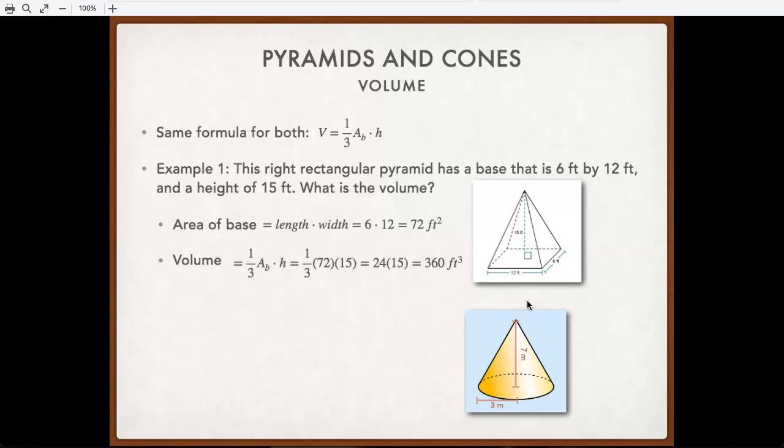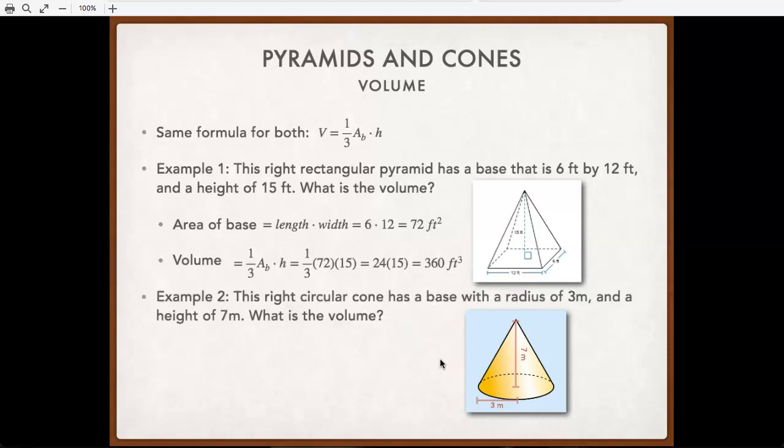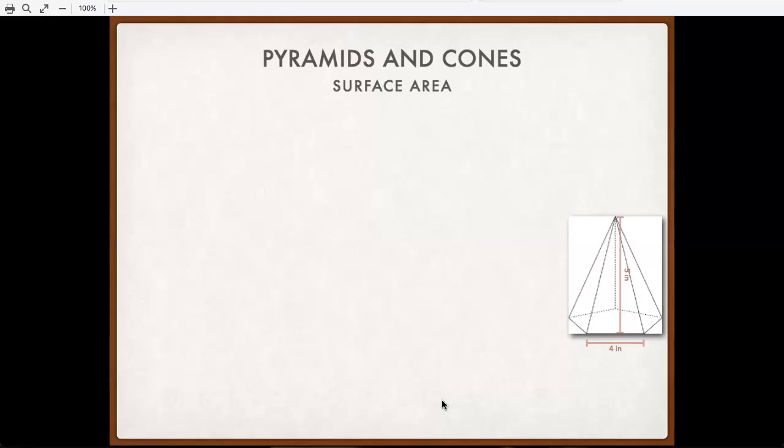Now let's do an example with a cone. This right circular cone has a base with a radius of 3 meters and a height of 7 meters. What is the volume? Again, volume is 1/3 of the area of the base times the height. First we find the area of the base, which, since it's a circle, is pi r squared. Pi times the radius squared, 3 squared, is 9 pi square meters. We multiply that by 1/3 and by the height to get our volume. 1/3 times 9 pi times 7, or 3 pi times 7, is 21 pi cubic meters. Again, we use cubic units because this is volume.